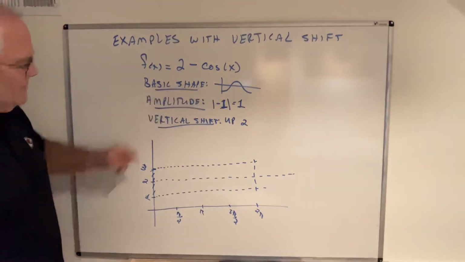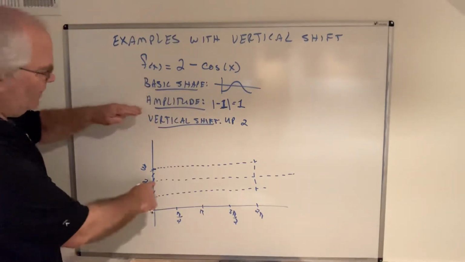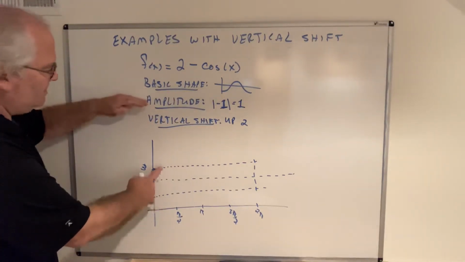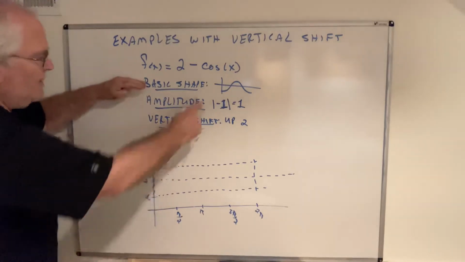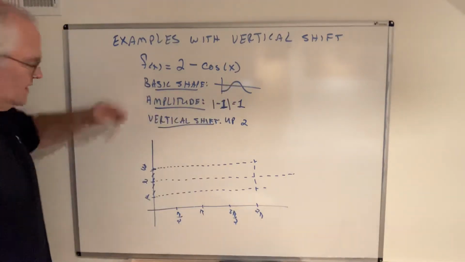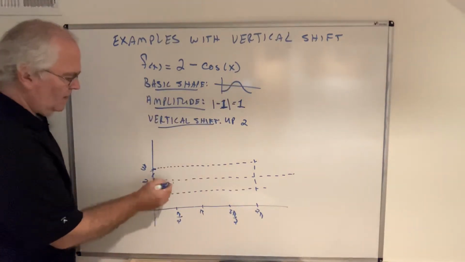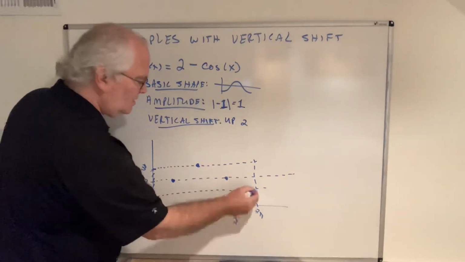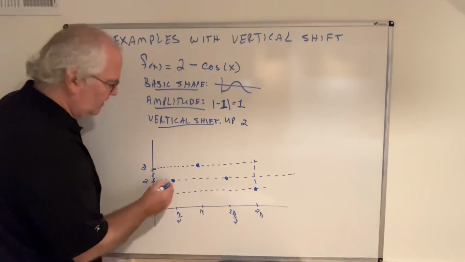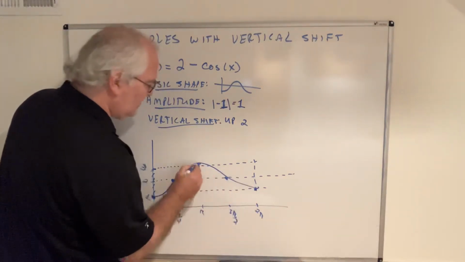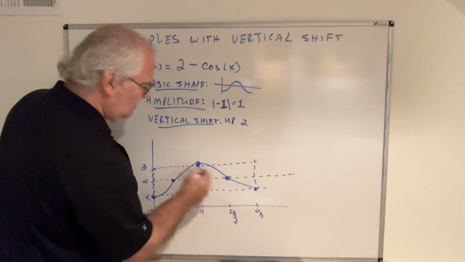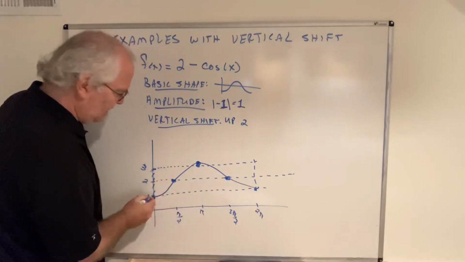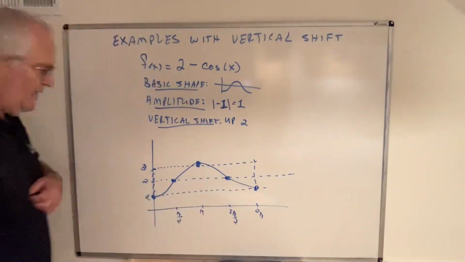And now put in the 5. So we actually do this in reverse sequence. Vertical shift to find the axis, amplitude to find the peaks and the troughs, and then the basic shape to find the 5 basic points. Trough, node, peak, node, trough. Connect the dots. Make big dots. If the line misses the dot, just make the dot bigger. And that's good enough for us.